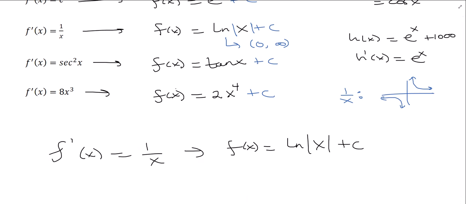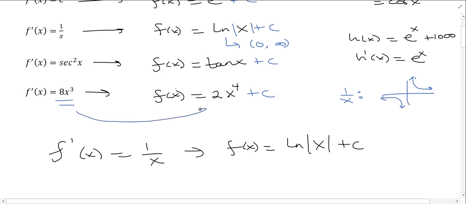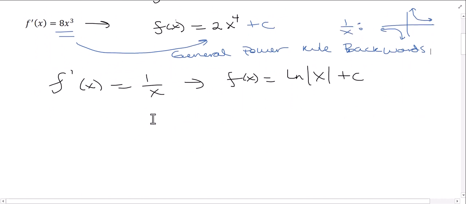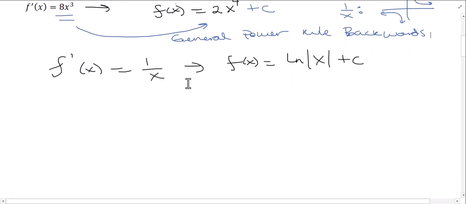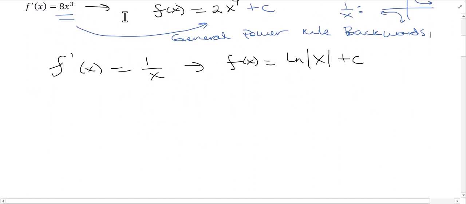And now let's revisit the 8x to the third. We essentially did the general power rule backwards, which is then going to give us the, oops, I don't know why I used a capital there, but hopefully I have no English majors in here, but if I do, I apologize for my capital letters in between a sentence.